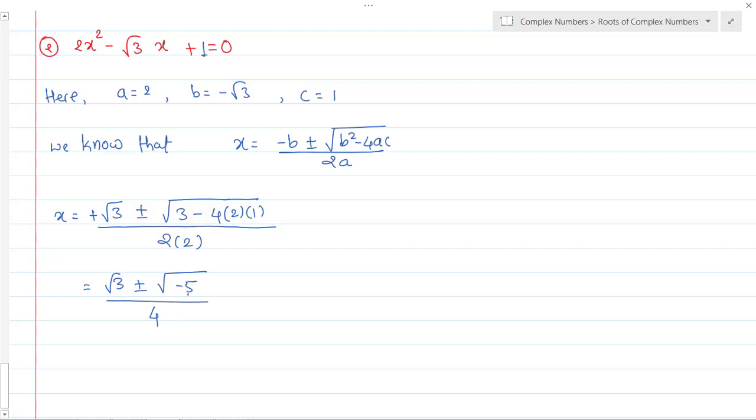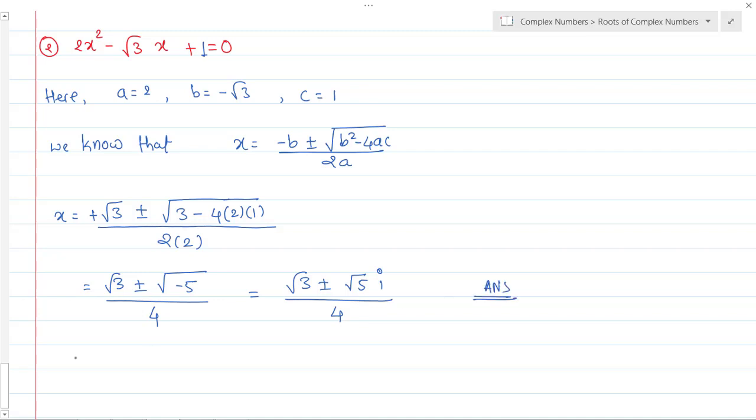Now tell me how you can write this root of minus 5, which is nothing but root 3 plus or minus, so root 5 into root minus 1. Root of 5 as it is, root minus 1 can be written as i, which is nothing but root of 5i by 4. So that's it. This is my final answer. Okay, so what is the value of x? If you take plus sign, that becomes one value of x. If you take minus, that becomes another value of x. Okay, so this is my answer to this question.